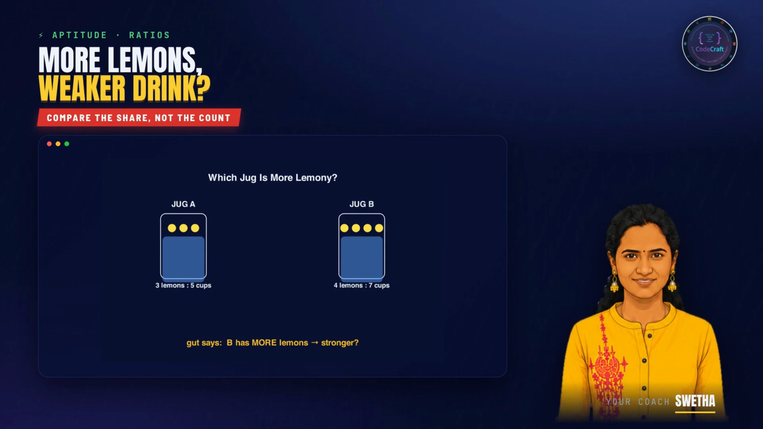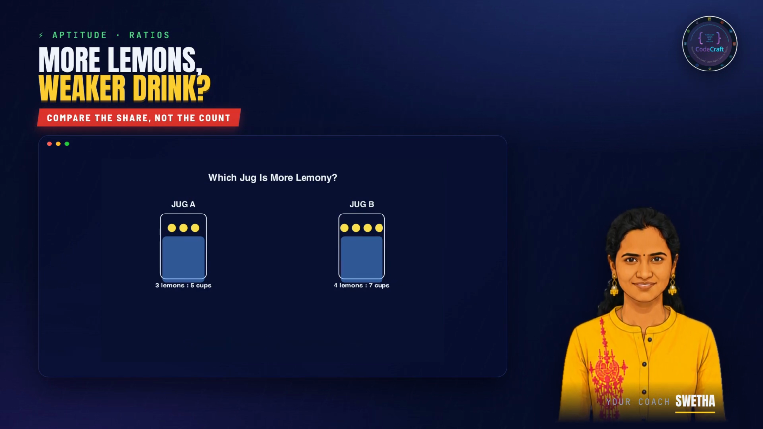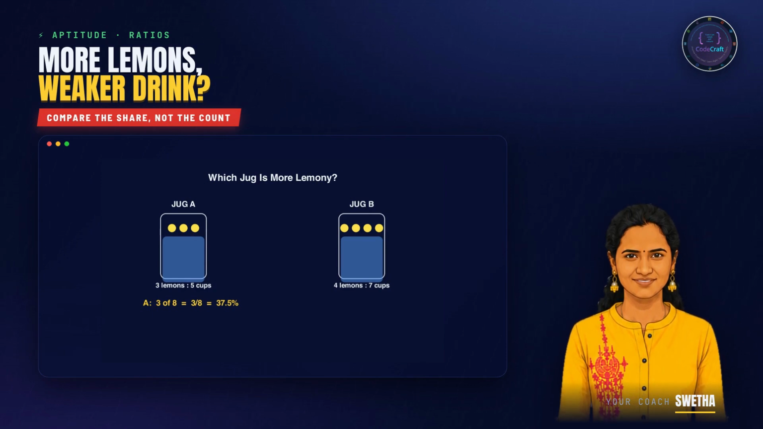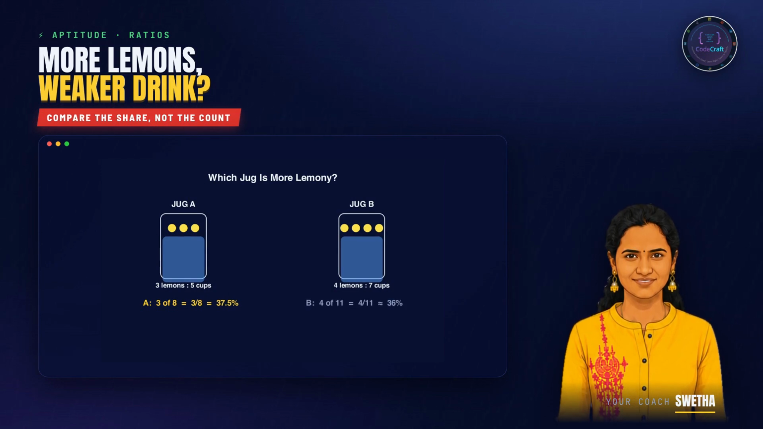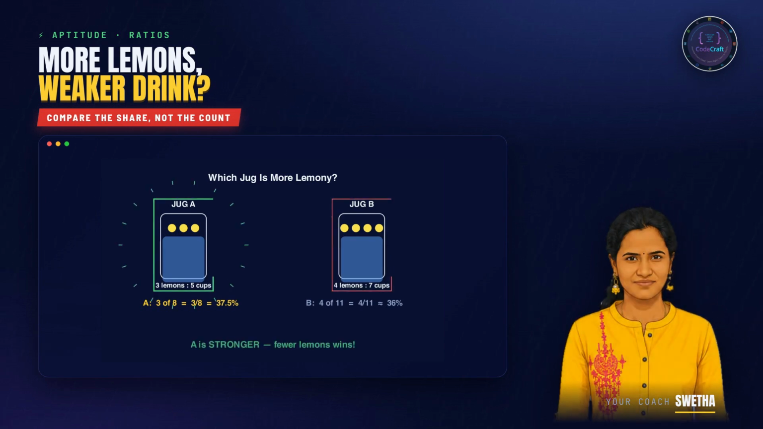In Jug A, how much of the drink is lemon? 3 lemons out of 8 cups in total. 3/8, remember from part 2, is 37.5%. Now Jug B: 4 lemons out of 11. That is about 36%. Look again. Jug A is stronger. The one with fewer lemons wins, because it is not how many lemons. It is the share of lemon in the whole drink.